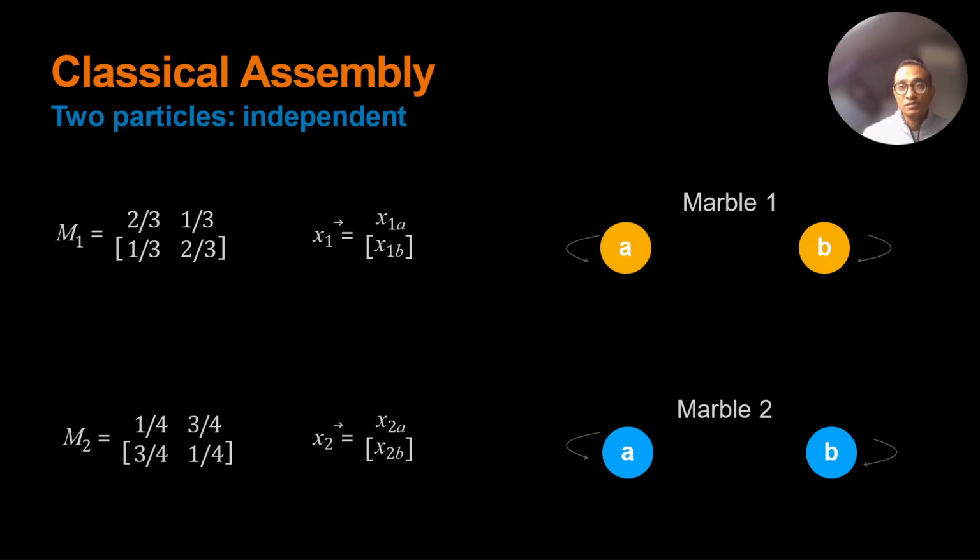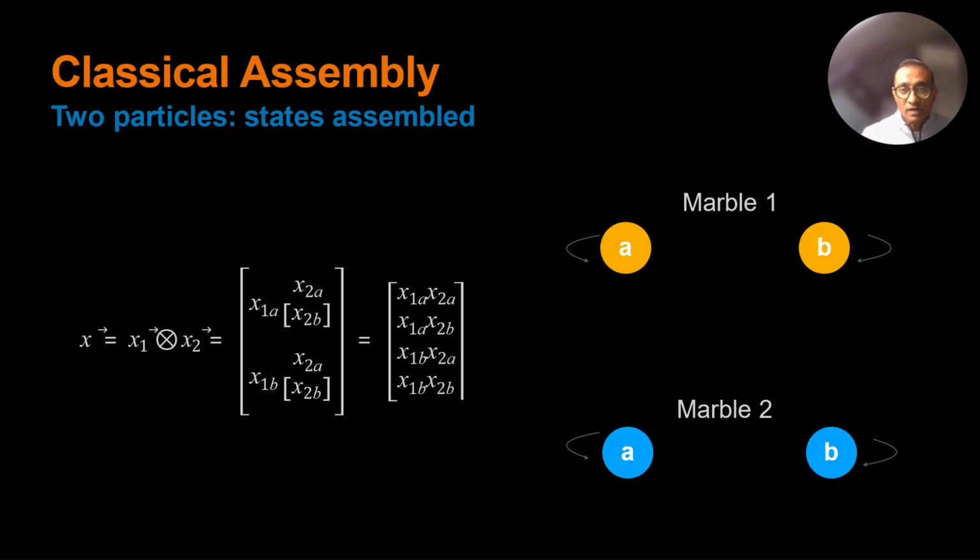Also, to further evolve this mathematically, we have constructed the operator for it in terms of matrices, for example, M1 and M2, with the values corresponding to the probability of the particle being found in a given state.